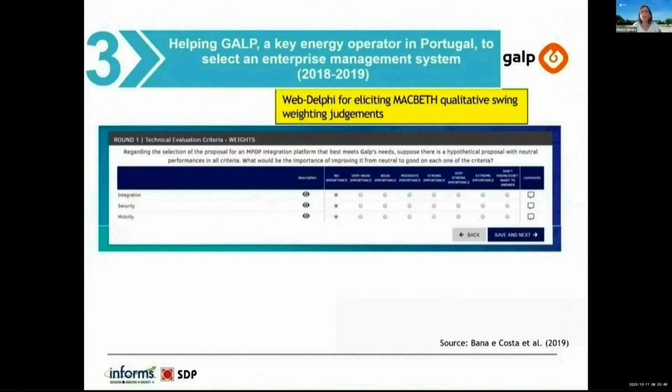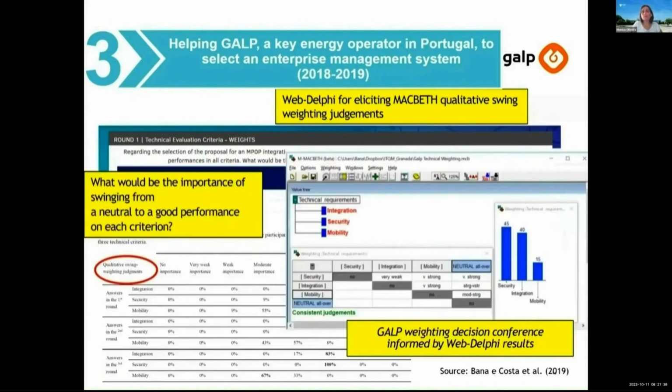Third case, corporate case, when a company selects an enterprise management system, faces the challenge of setting the features of the system. Here you have an example of an online process in which it was used for eliciting Macbeth qualitative swing weighting judgments. The process was run in 3 rounds that gathered convergence in participants' views, and after convergence on qualitative swing weights, that information integrated the decision conference in which a Macbeth-based model was built.